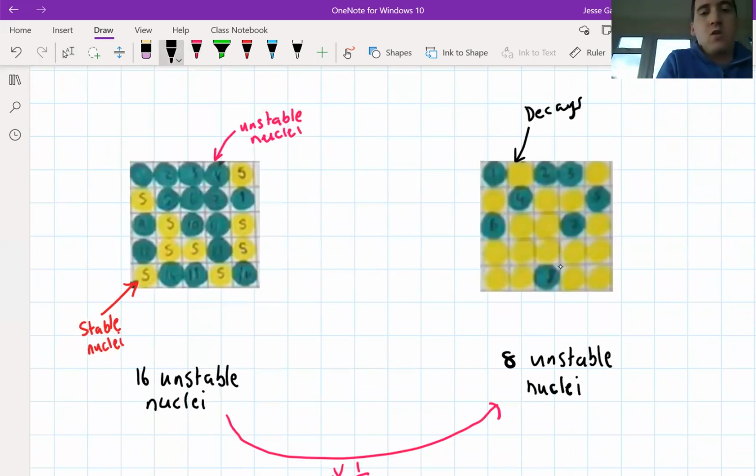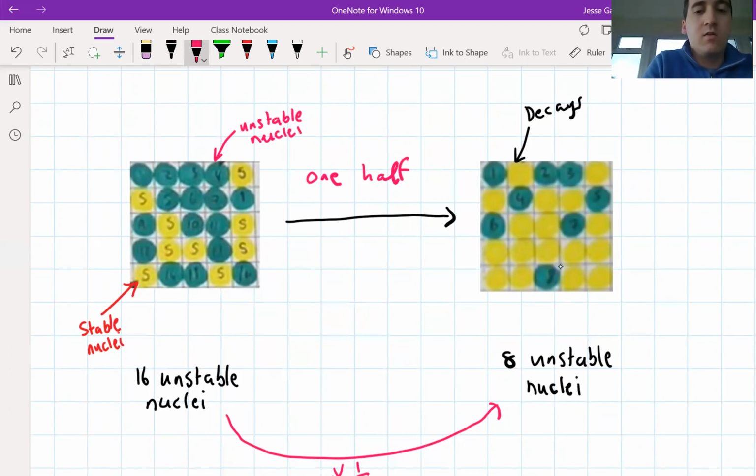So this happens over time in a radioactive sample. And obviously that's going to take a certain amount of time for half of the unstable nuclei to decay. This amount of time is known as one half-life. So in one half-life, the number of unstable nuclei in a sample decreases by half. So it goes from 16 to 8 in this example here.